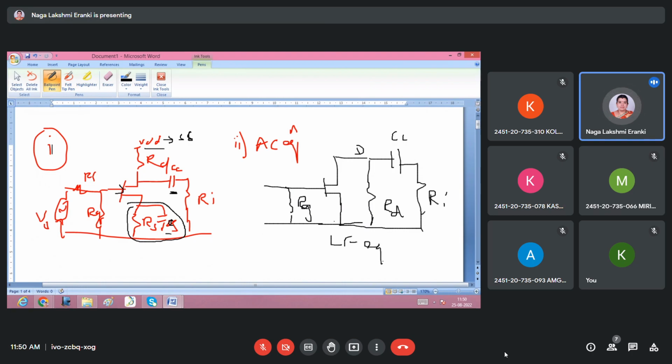So we are going to do three responses: low frequency response, mid frequency response, and high frequency response. In the low frequency, RS and CS are chosen in such a way that for the low frequency signals, CS is going to be short circuited and the CC effect is present.